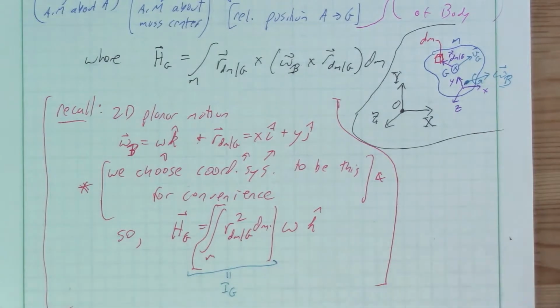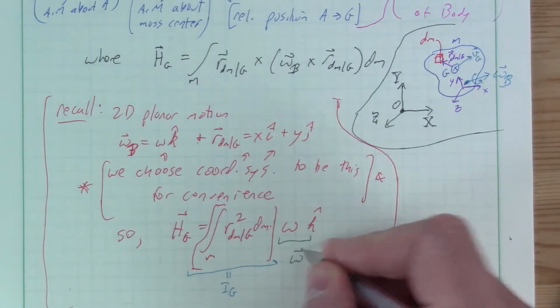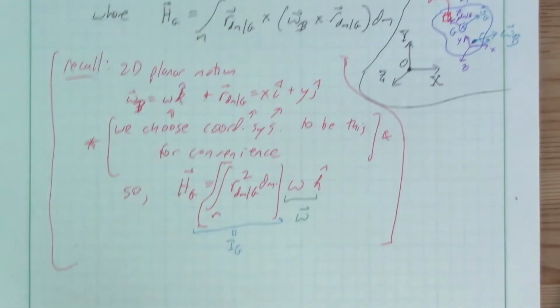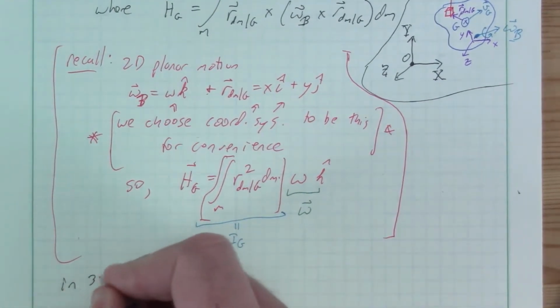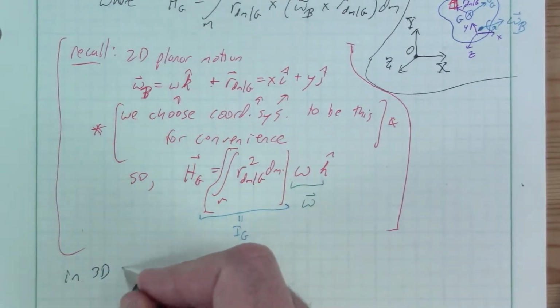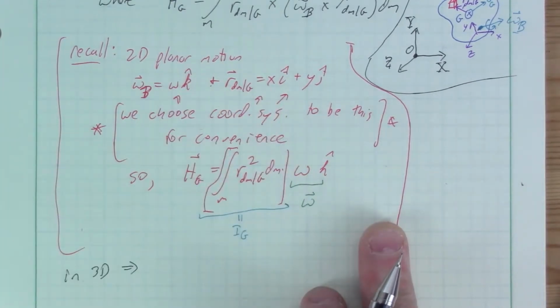Because this is really another way to write this term here. That is the omega vector, or the angular velocity vector. Okay, now when we go into 3D, when we have 3D motion, we can no longer make these assumptions, right?